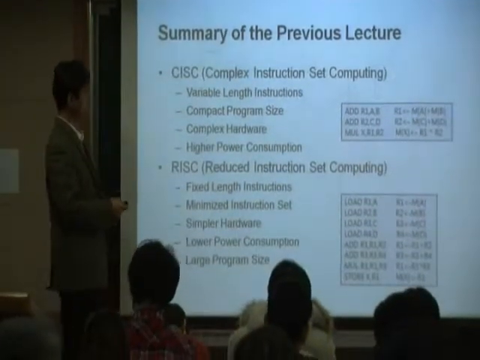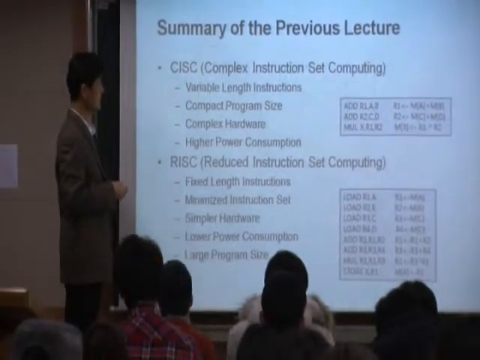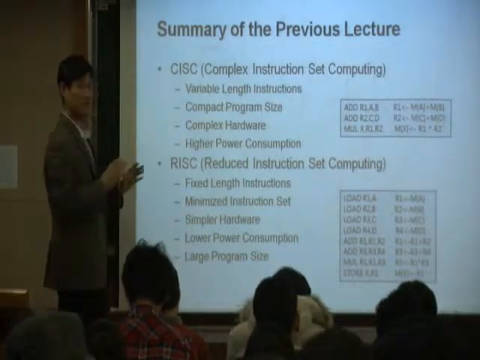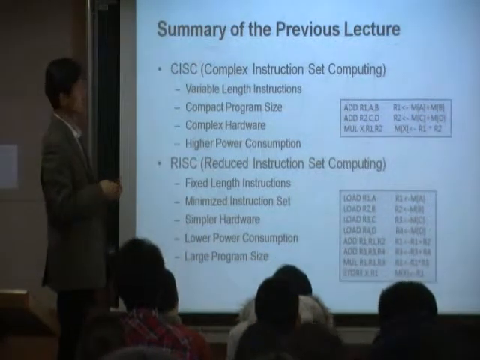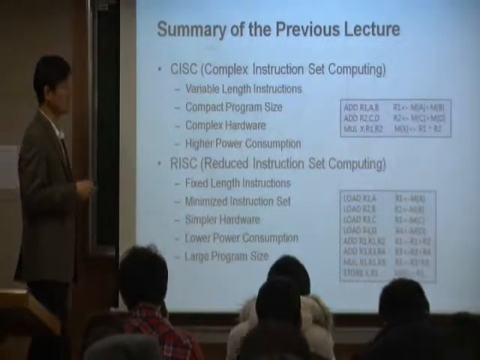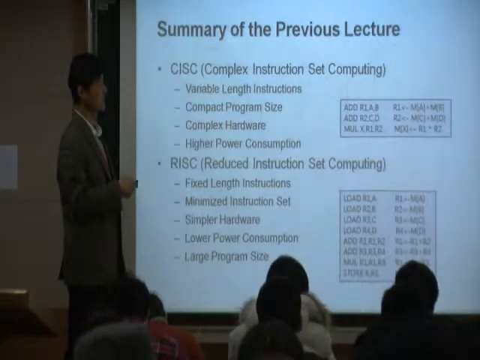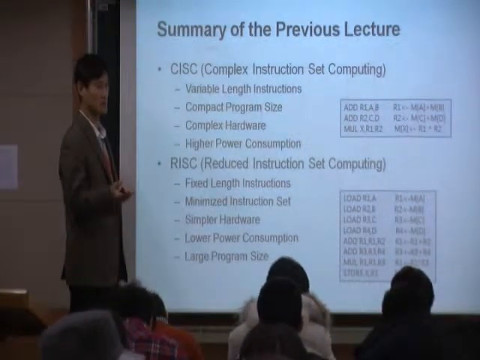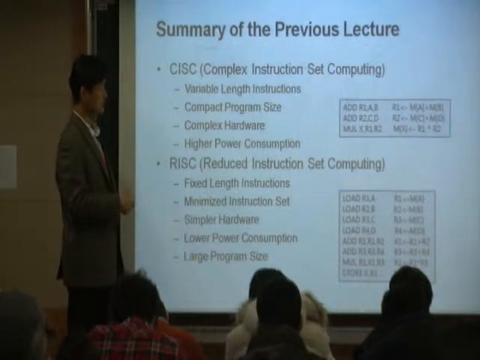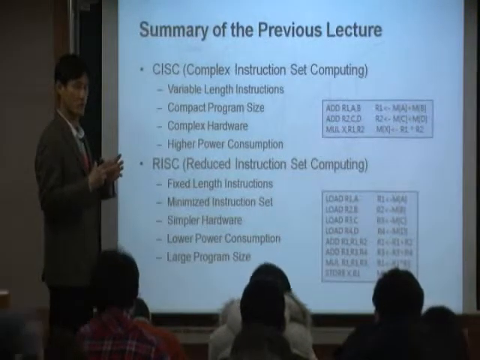We also learned some terminology like CISC and RISC. This is a different architecture. CISC and RISC are different in the sense of how many instructions they have. In a CISC processor, they have many instructions. In a RISC processor, as it says, it's a reduced instruction set, so it has a small number of instructions.